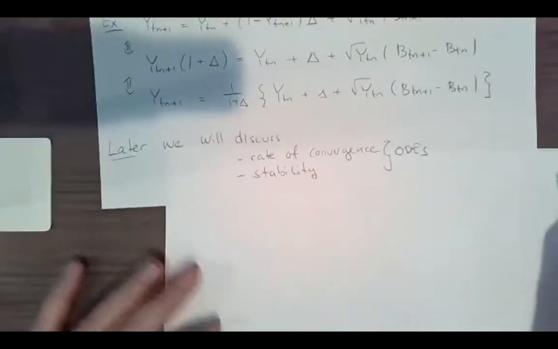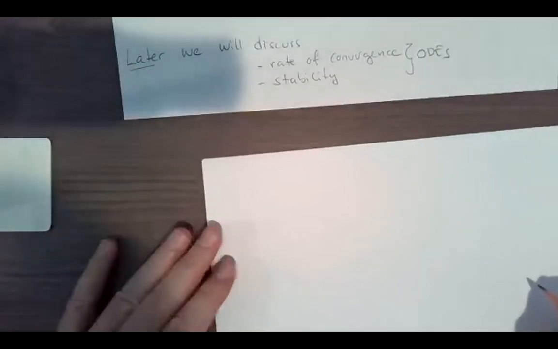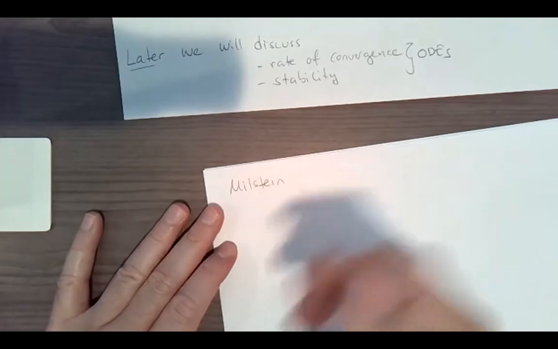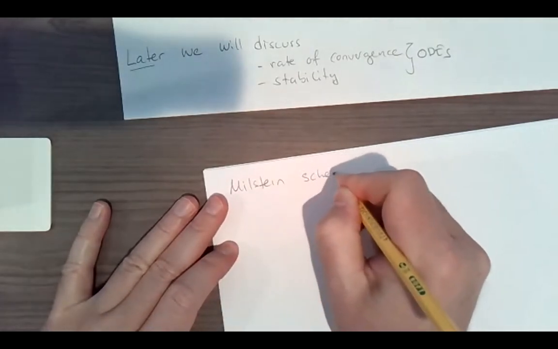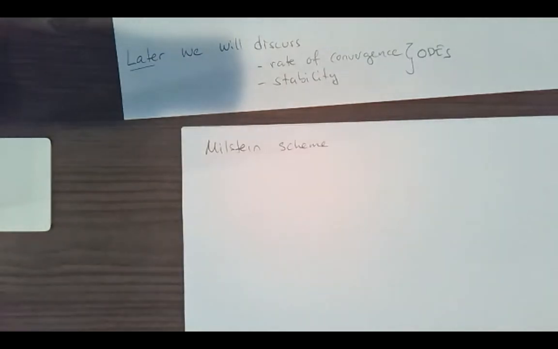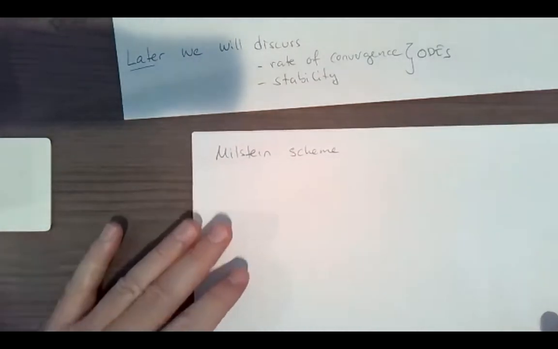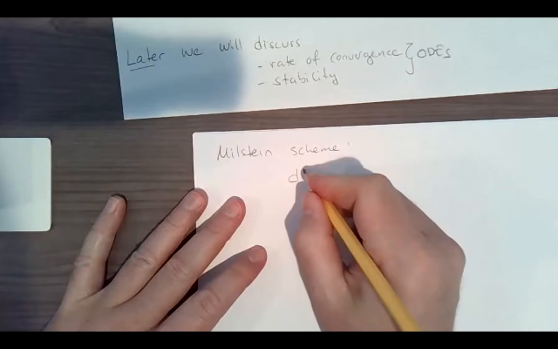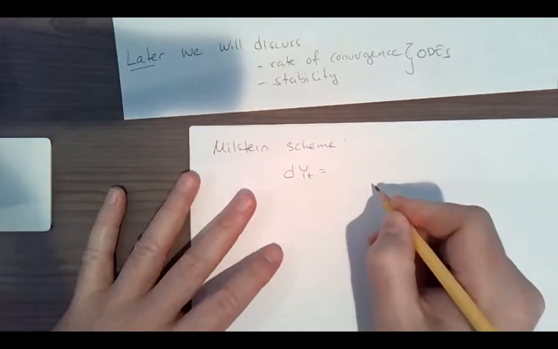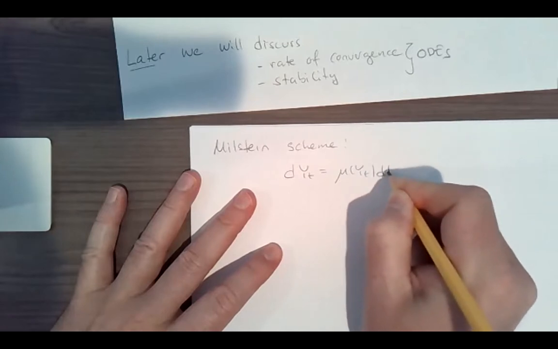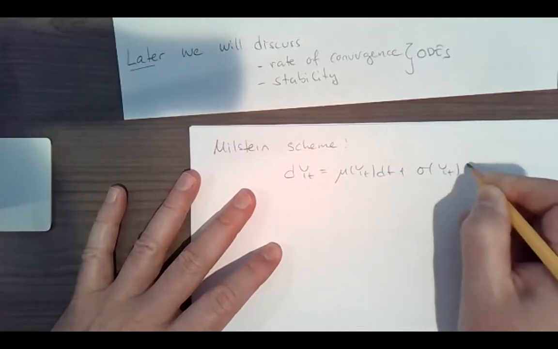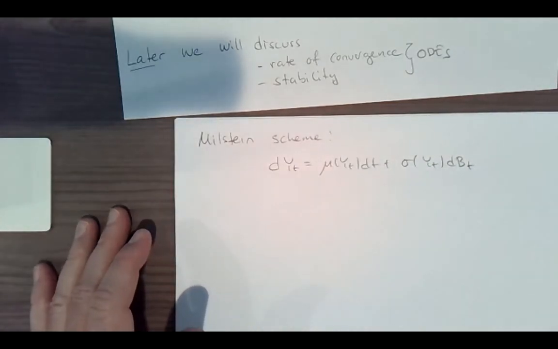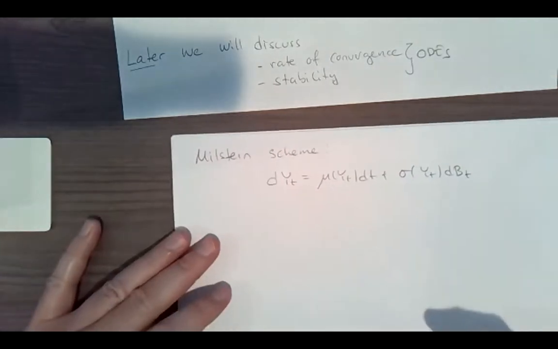So the Milstein scheme. Again, we'll have dY_t has this form: mu plus sigma. So what's the correction term that Milstein is putting in?